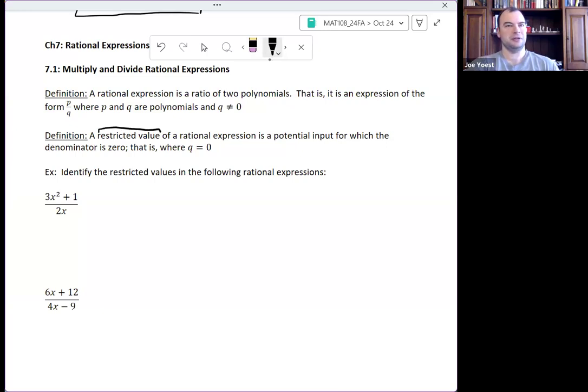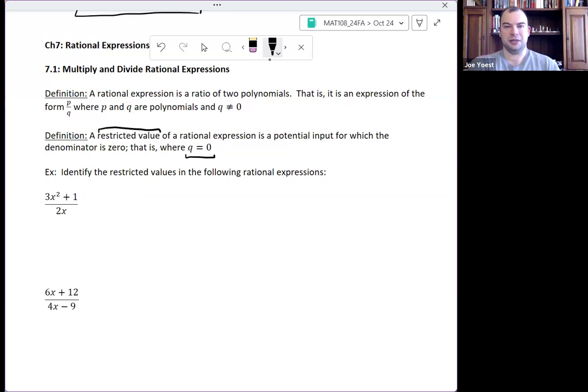I'm using the terminology restricted value to mean something very specific. This is a value where even if we wanted to use it as an input, even if it was in the domain that we're kind of trying to allow, so to speak, well, that's where the denominator is 0, where our rational expression doesn't make sense, right? We can't divide by 0, and these restricted values are real number inputs where we would divide by 0. So these are restricted values in the sense that they're restricted from even being allowed to be part of the domain.